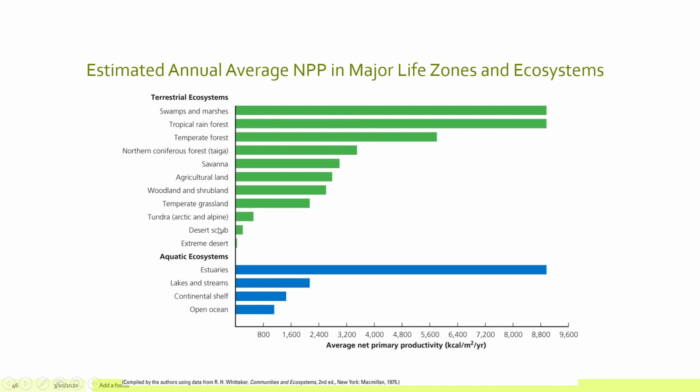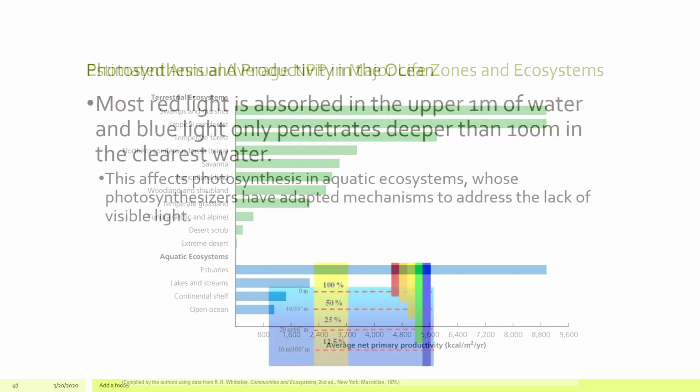terrestrial ecosystems. Now, aquatic ecosystems are a little bit different. Estuaries are huge. They're the most productive. Lakes and streams, fairly productive, about as productive as a temperate grassland in the NPP. The continental shelf and then the open ocean is the lowest. Now, what's important for us to understand is the open ocean is actually where you get the majority of the net primary productivity in the world, even though it has the lowest amount of net productivity per meter squared. The reason for that is because there's a lot of ocean.